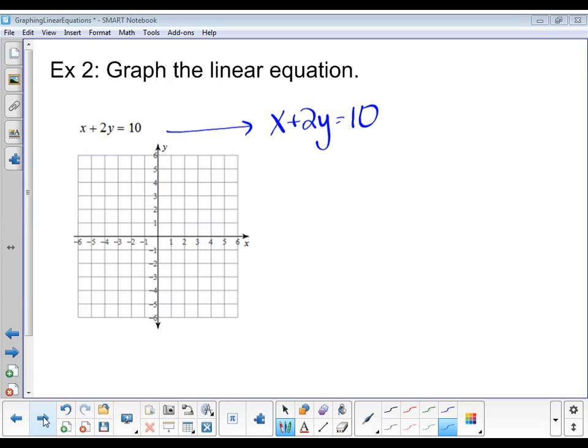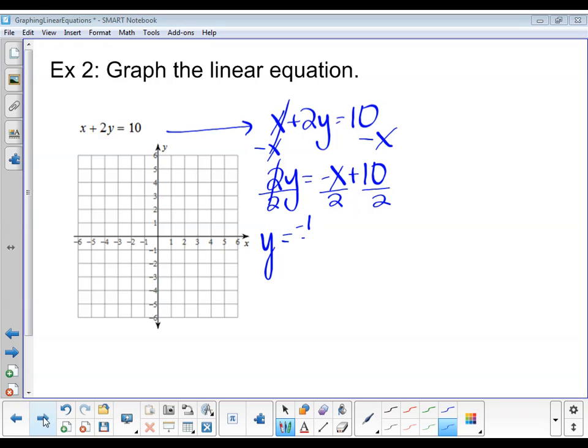So our first step in isolating the y is going to be to subtract the x. That leaves me with 2y equals -x plus 10. And then to get the y by itself, we're going to divide by 2. So my final form of my equation is y equals -1/2 x. Remember, there's this -1 on top with x, so that's going to stay as a fraction, -1/2 x, and then plus 5, because 10 divided by 2 is 5.